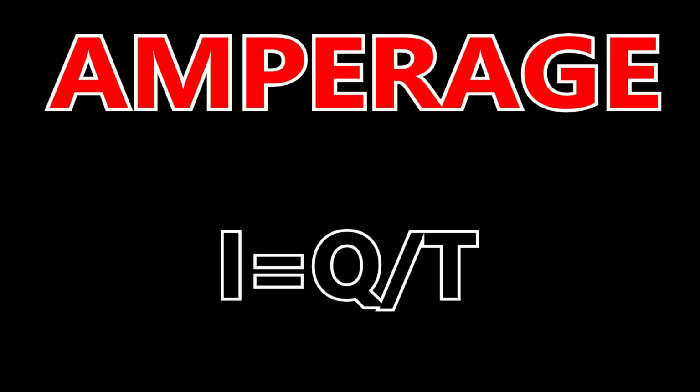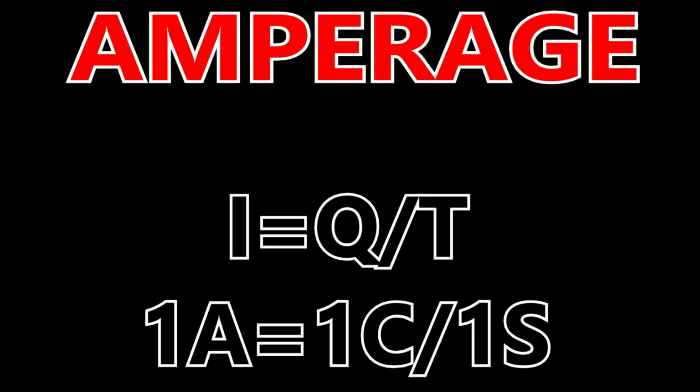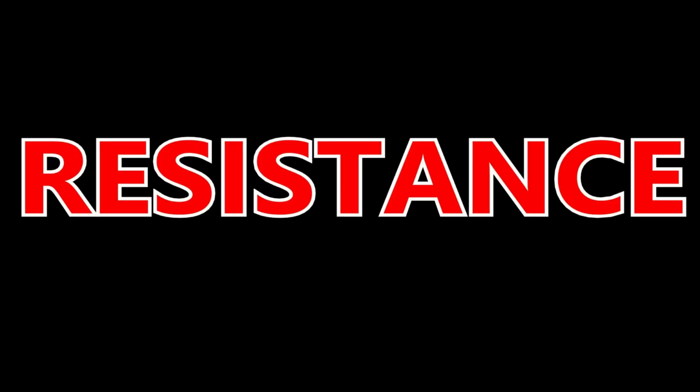The formula for amperage is I equals Q divided by T. Intensity equals quantity divided by time, or 1 amp equals 1 C divided by 1 second. The next measurement is resistance.